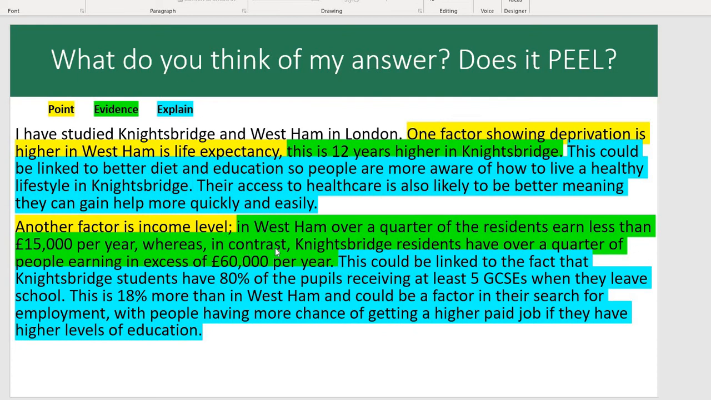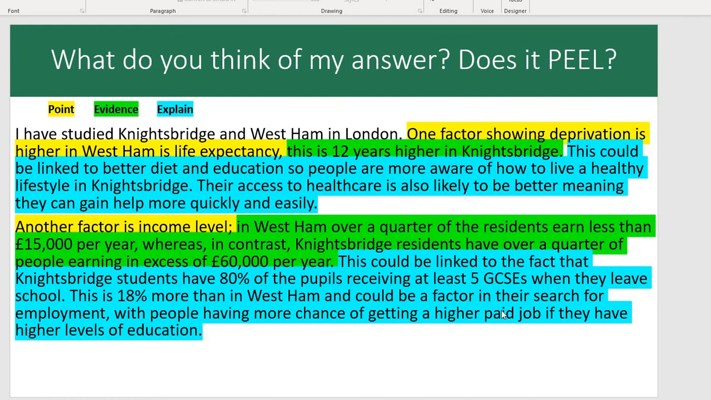I'm trying to say why this might be. And so I've said it might be linked to the idea that the Knightsbridge students are getting more GCSEs, therefore they're more likely to get a higher paying job because they've got those higher levels of education. So again, I've got my point, I've got my evidence, I've got my explanation, and I'm linking these ideas together. I've linked together the idea of wages with the idea of education, with the idea of what sort of job you're going to get. So hopefully you can see from that answer that all the way through it, we've got point, evidence, explain, and we're linking them together.